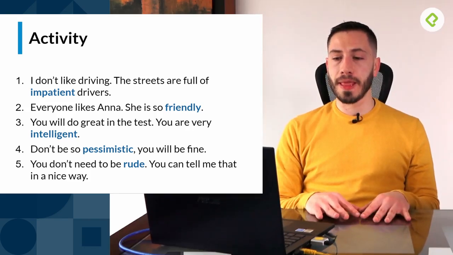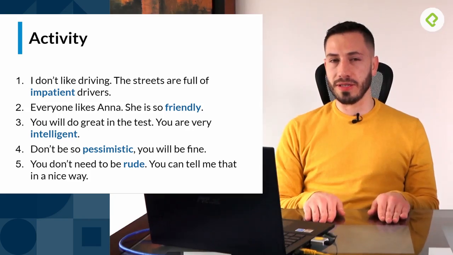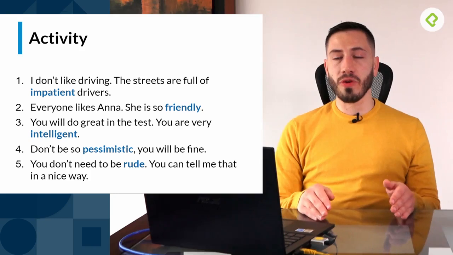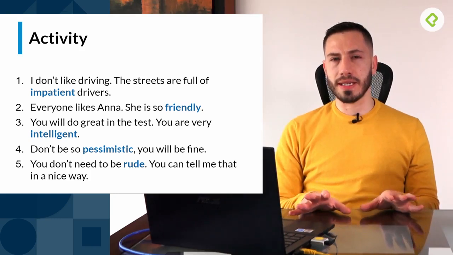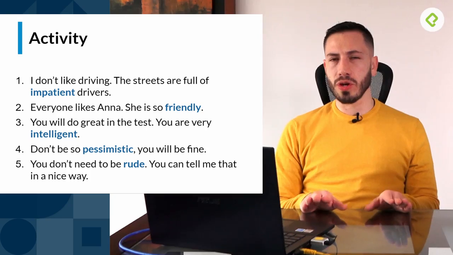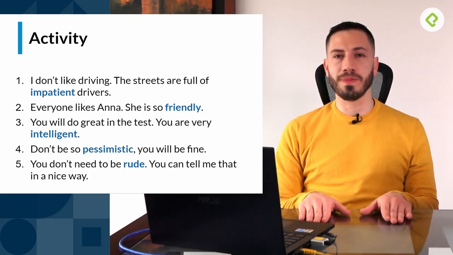Number 3, you will do great in the test. You're very intelligent. And I'm sure that phrase was very easy. Number 4, don't be so pessimistic. You will be fine. Number 5, you don't need to be rude. You can tell me that in a nice way.